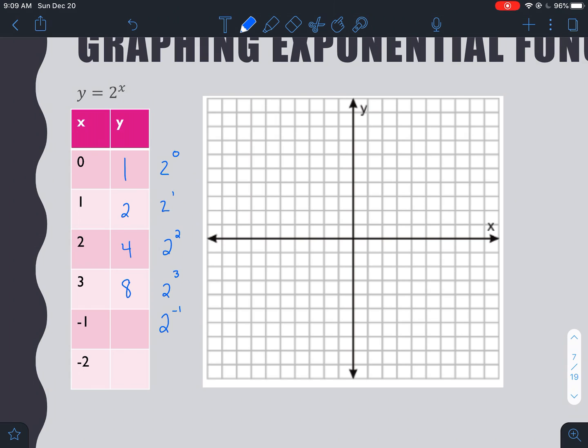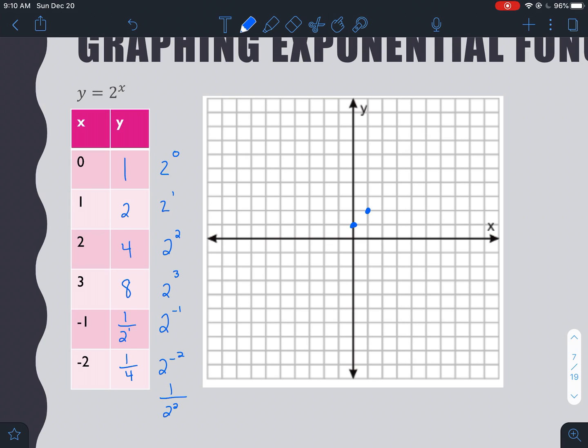But now we're going to go on the other side of the x-axis. What's 2 to the negative 1 power? What happens when you have a negative exponent? Yep, it goes in the denominator. So this would be 1 over 2 to the first, which would just be 1/2. If you have 2 to the negative 2, that'd be 1 over 2 squared, which would be 1/4.